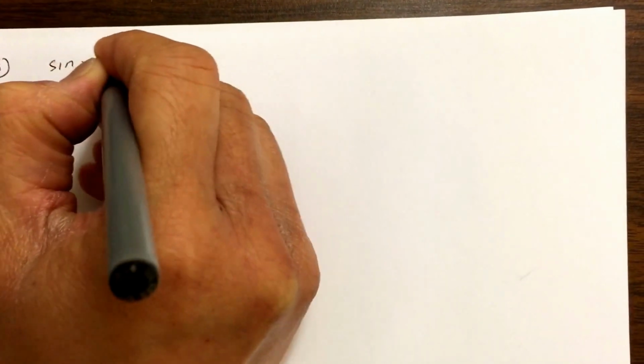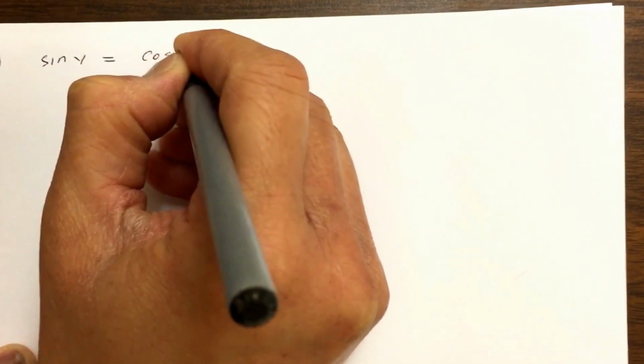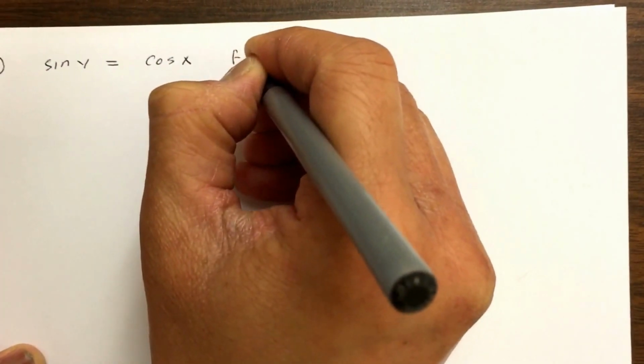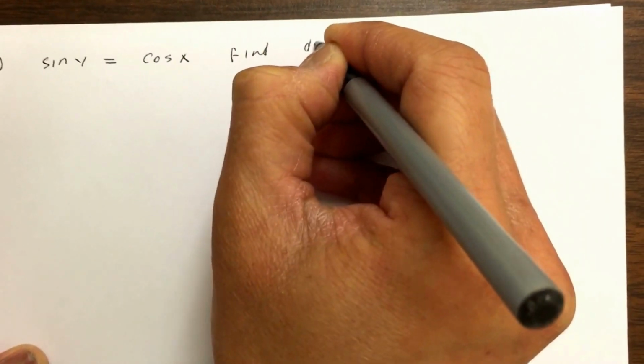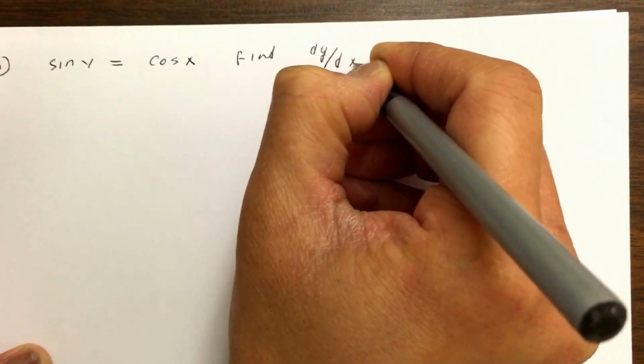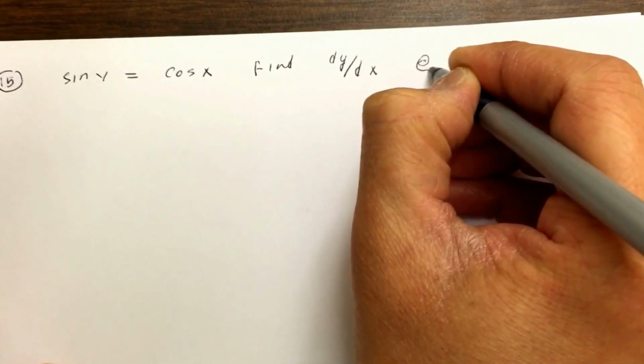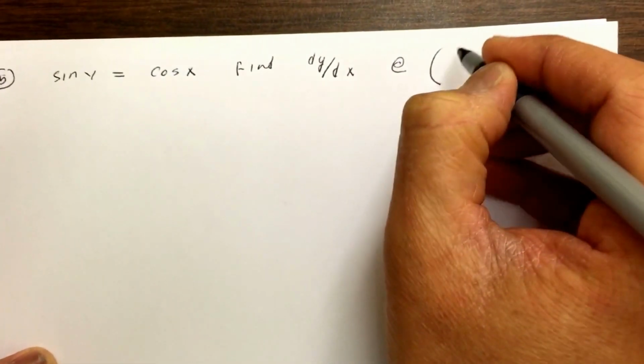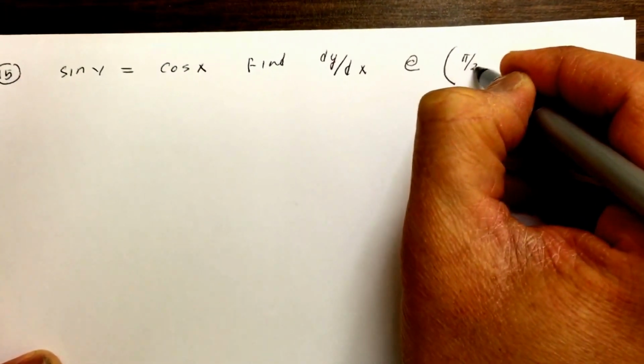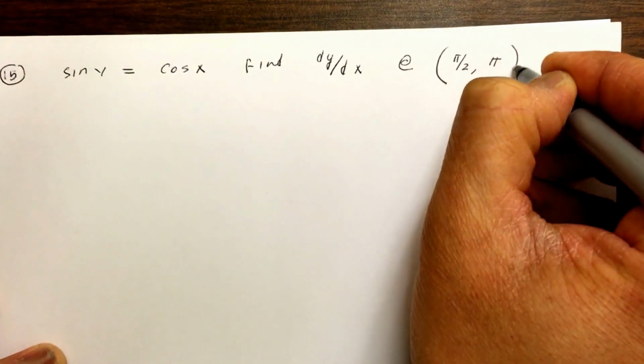Problem number 15. Sine of y equals cosine of x. Find the derivative at the point pi over 2 and pi.